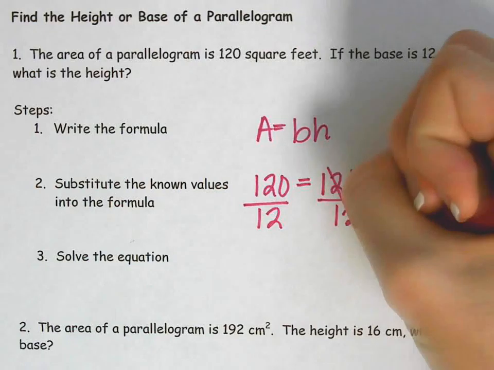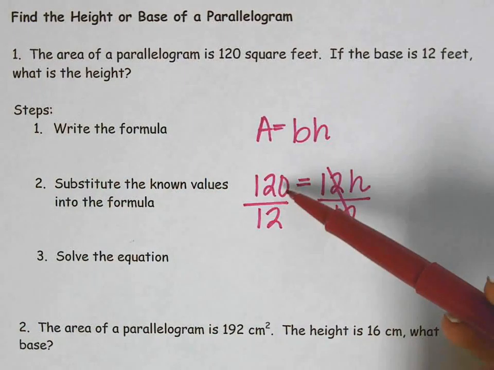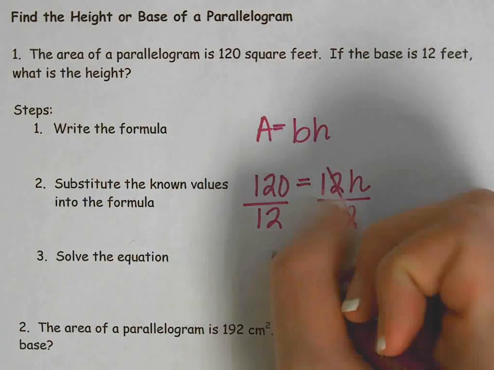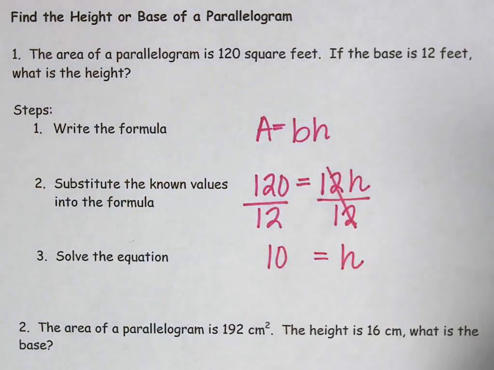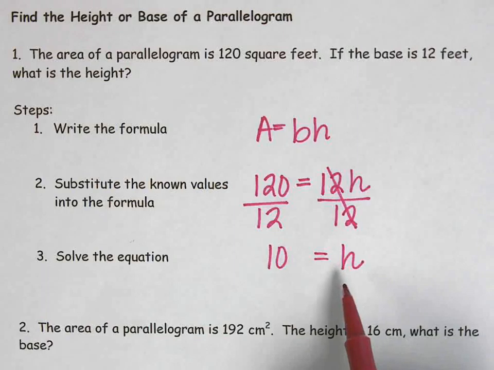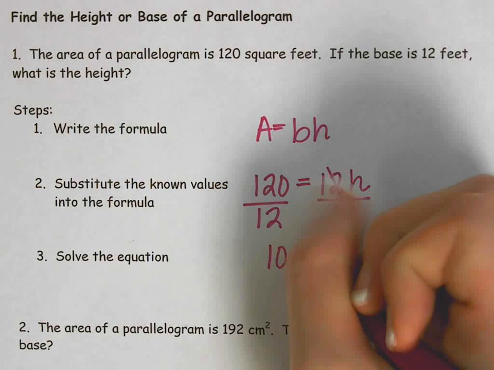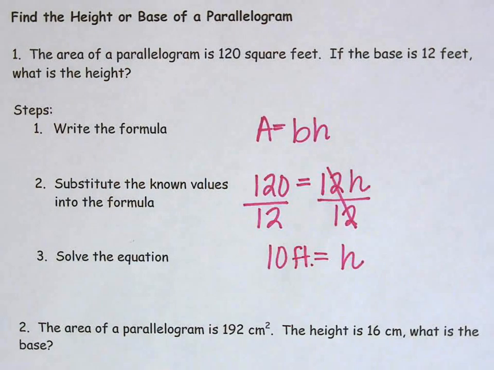Our 12s cancel out, so I'm left with 120 divided by 12, which is 10, equals h, which is the height. So I've solved for the height, and now I know that the height is 12 feet since we used feet in our units.